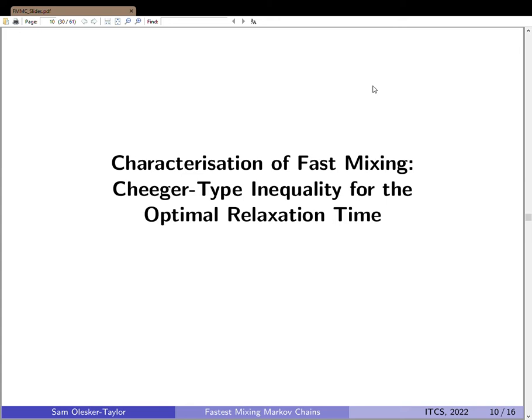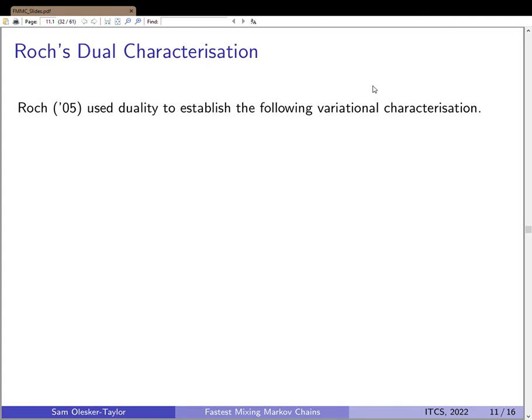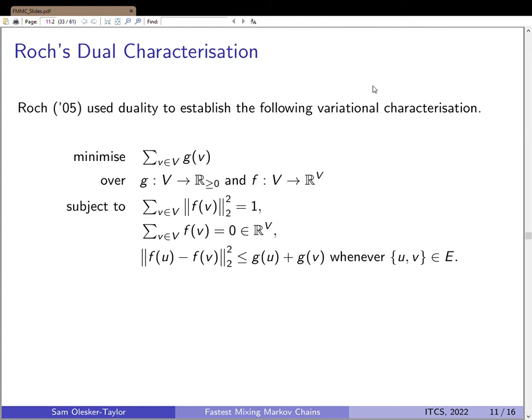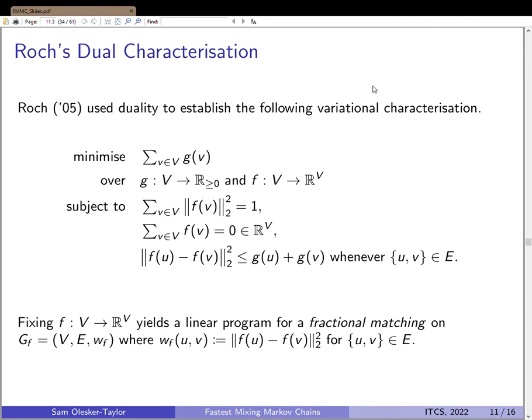I now want to talk a little bit about the proofs. First we're going to talk about the characterization of fast mixing, which is a Cheeger-type inequality for the optimal relaxation time. I mentioned very briefly earlier that Rock used duality to establish a variational characterization, and precisely, that is this variational characterization. The precise details are a little bit technical, but the point to observe is that if you fix a function f and then optimize over g, so the minimization, the value is a function of f, then this yields a linear program for a fractional matching on a weighted graph where the weight is given by this function of f.